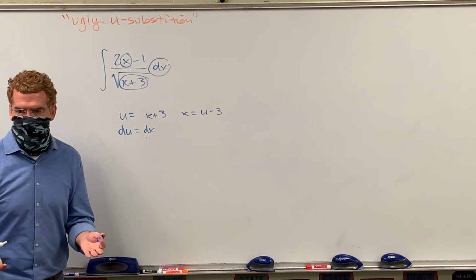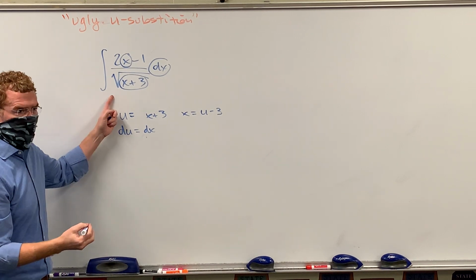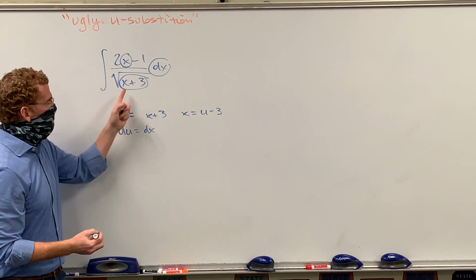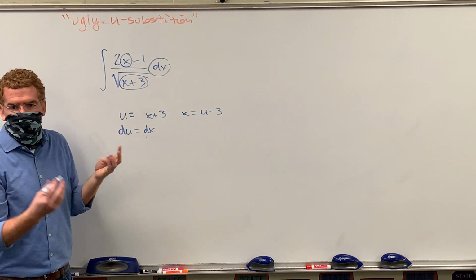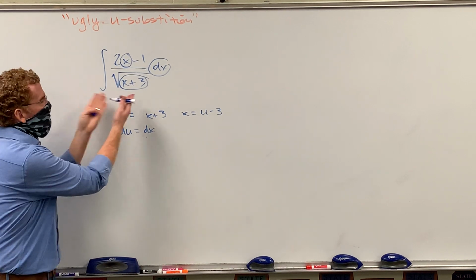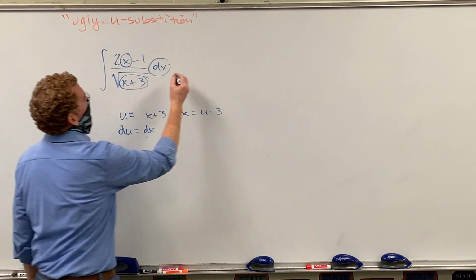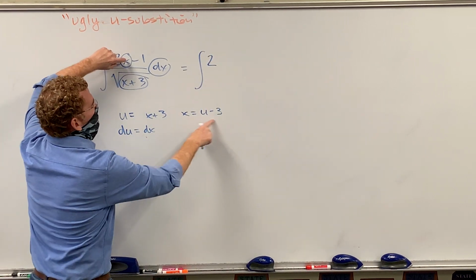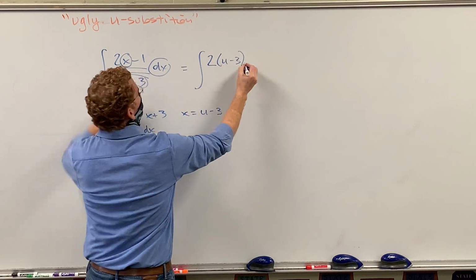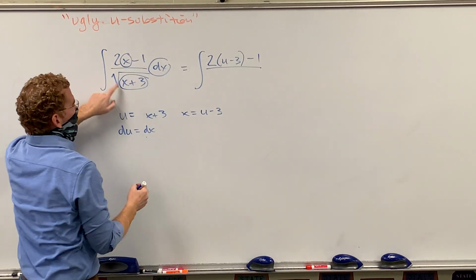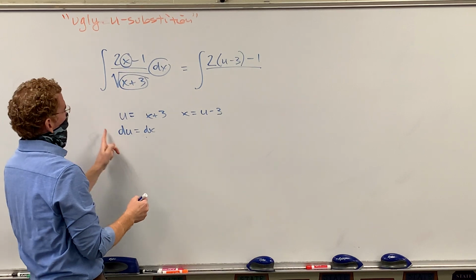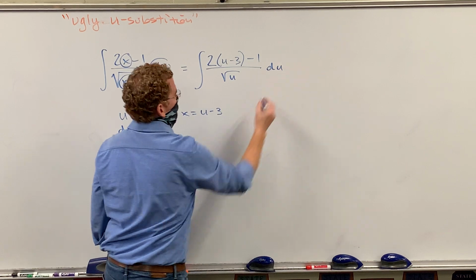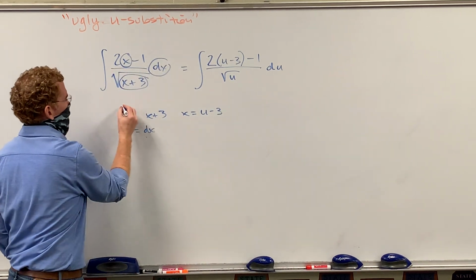I think it's going to happen nicely, because the bottom, instead of having a binomial in that radical, now I'm going to have a monomial in there, and I can treat it like a single power, like u to the half. Whereas I can't really do that now. So check it out. I have now the integral of 2 times my new version of x minus 1. But now instead of having a square root of a bigger number, I just have a square root of u. And then du. I'm going to move this over here just for easy.